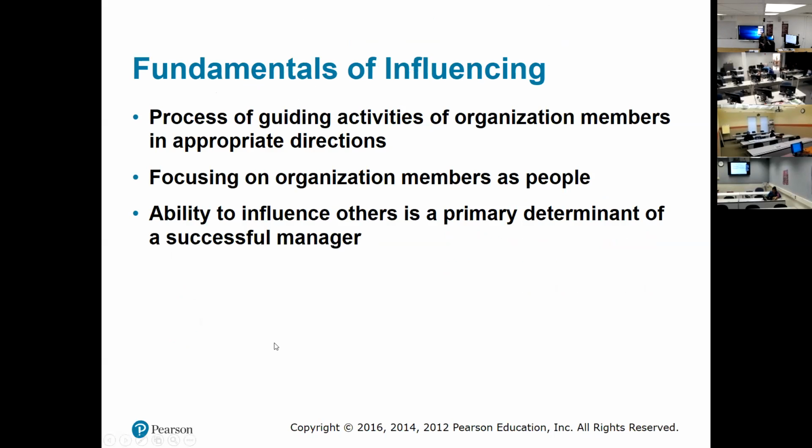Okay, so influencing again, leading, if that's easier for you to understand, is actually guiding your activities in your business among your members to get them in the right direction. That's kind of why I like the term leading a little bit better, because I think about a leader moving people along in the right direction. But influencing, of course, has a lot to do with that as well. So we are going to take a focus on the people within the organization and look at them individually and how we can influence them to achieve the jobs that we want them to do. And of course, that as a manager is going to be one of your primary responsibilities.